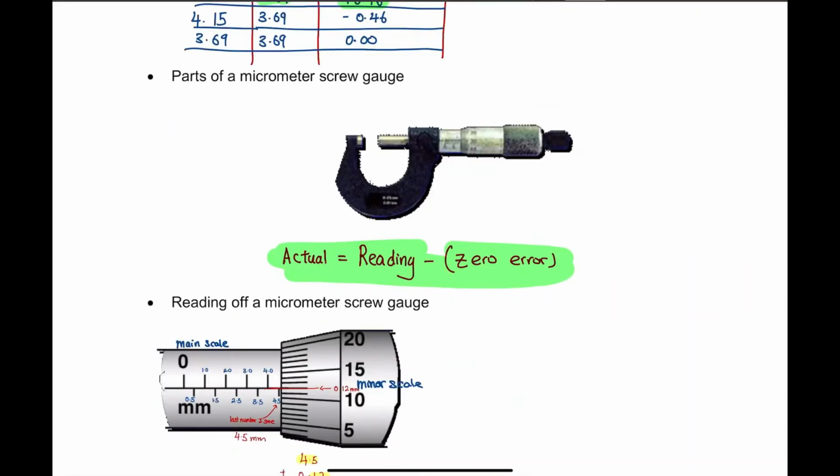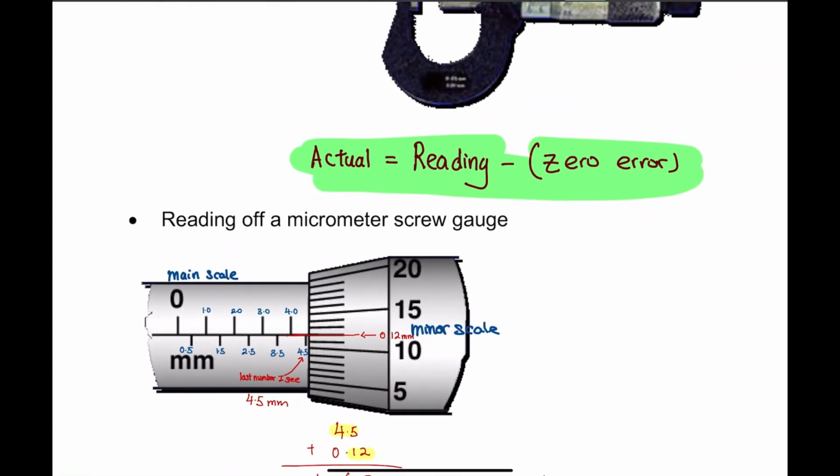Okay, the previous part we mainly talked about how a vernier caliper works. So now for this part down here, we're going to be talking about how a micrometer screw gauge works. Like I said previously in the vernier caliper portion, we need to memorize this generic formula, which is actual equal to reading minus zero error. The usage of the micrometer screw gauge and the vernier caliper is actually very similar.